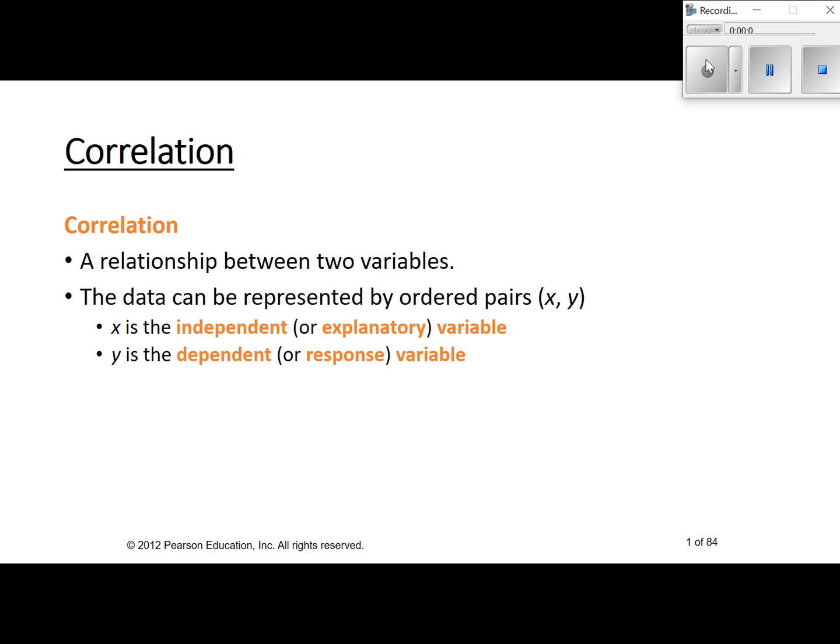This is for assignment 5. This is a video for assignment 5. I'm going to go back over a bunch of stuff from assignment 4, but I'm going to go through it very quickly. Correlation. Correlation is just a relationship between your two variables.